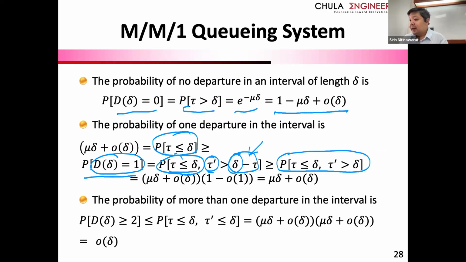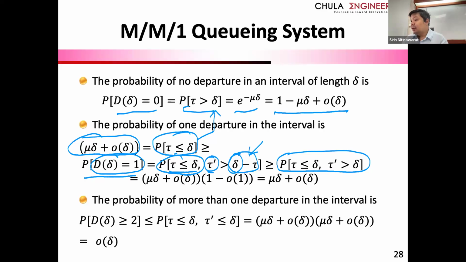This upper bound, look at it. You already know this probability. It's 1 minus mu delta plus o of delta. But this is just the complement of that event. So this one is definitely mu delta plus little o of delta.